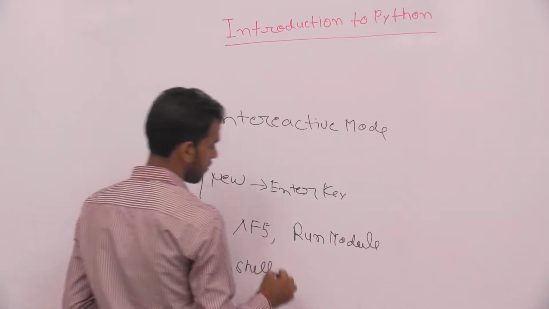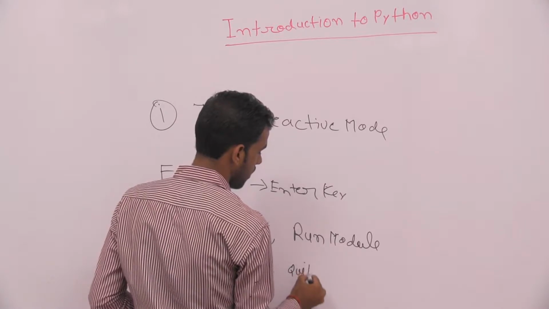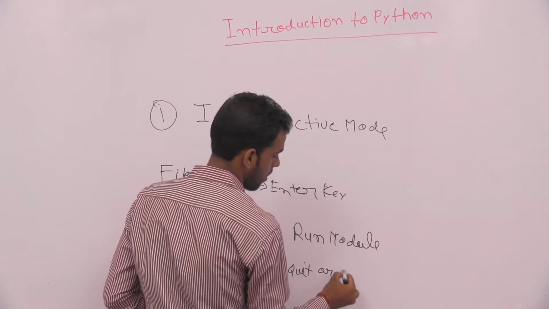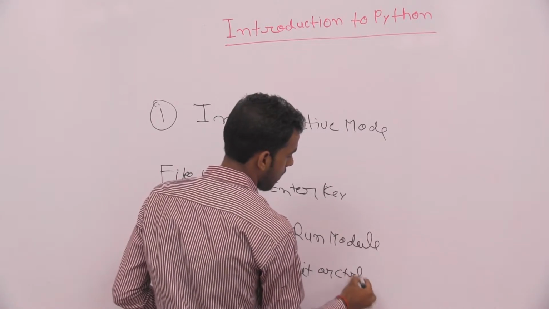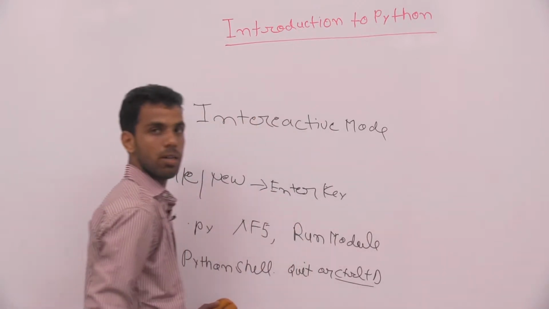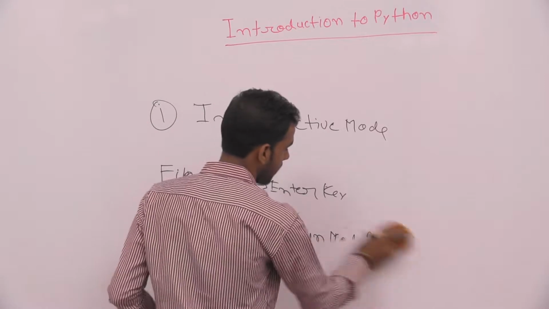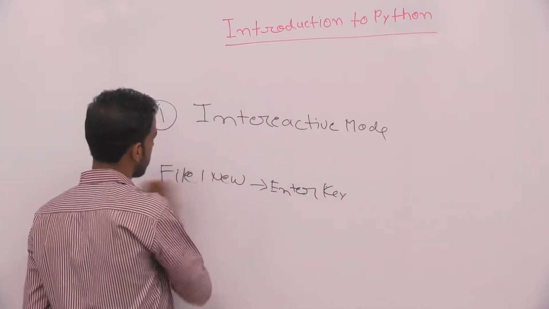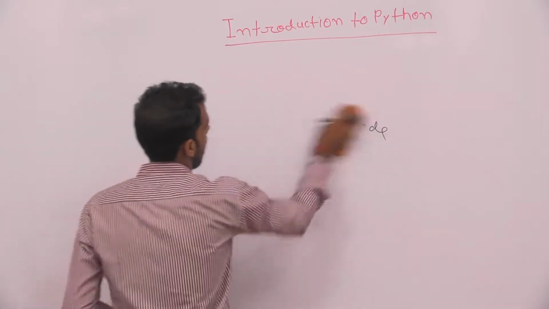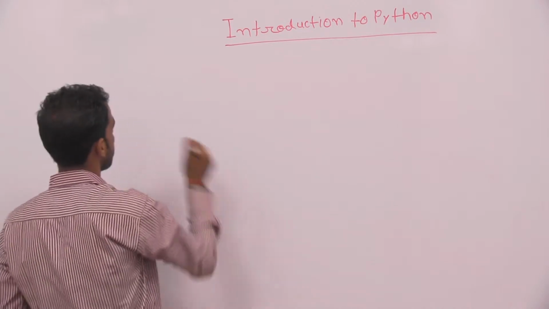Now we can write the quit command to shut down the Python shell, or we can press Ctrl plus D. We can use these keys to shut down the Python shell. So now we have learned how to write and how to execute Python programs. Now we would like to tell you Python examples.